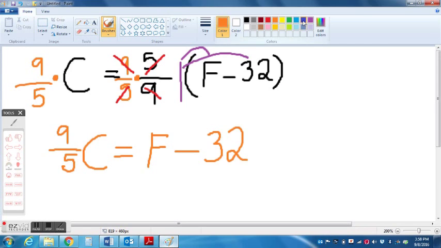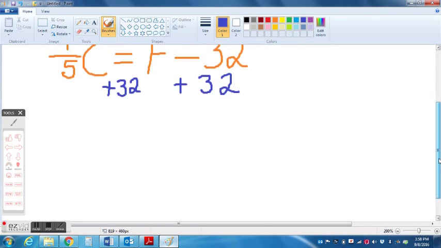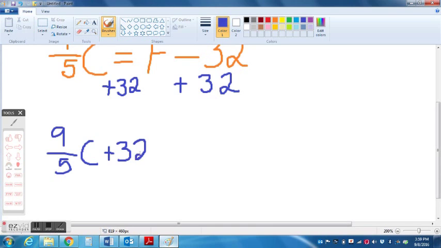Now we'll just add 32 to both sides. And we end up with 9 over 5 times C plus 32. So that's what we wrote up there, was a plus 32, so we're just going to put it right on down there, equals F. And that's our equation for Fahrenheit.